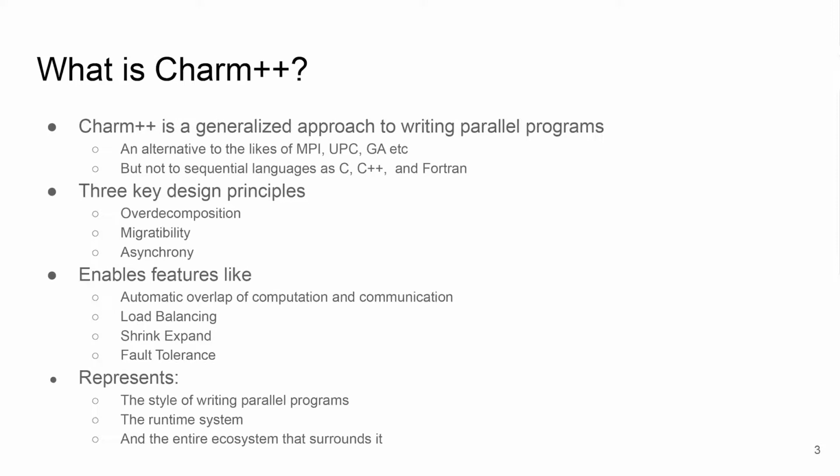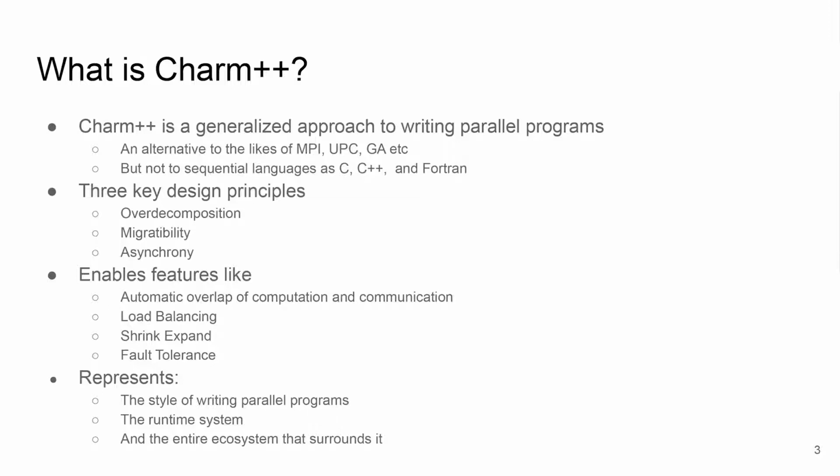So let me start off by giving a brief overview of Charm++. So Charm++ is a generalized approach to writing parallel programs. It supports both distributed memory and shared memory parallel programming models. So it's similar to the likes of other parallel programming approaches like MPI, UPC, global arrays, but it's not a sequential language like C or C++. In fact, Charm++ is based and written on top of C++, and every Charm++ program is a C++ program at the end of the day.